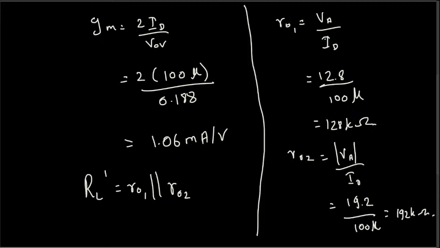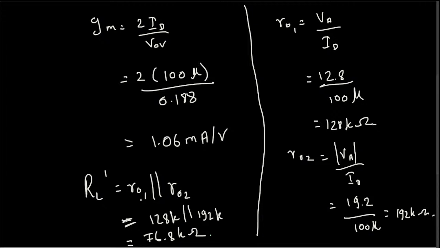Okay, now we have RO1 and RO2, so we can find out the RL. RL is nothing but these two in parallel, so 128 kilo parallel to 192 kilo. And when we have two resistors in parallel, the equivalent resistance is product over sum. You have to multiply, and add in the denominator. And if you do that, you will end up getting RL to be 76.8 kilo ohm resistance.